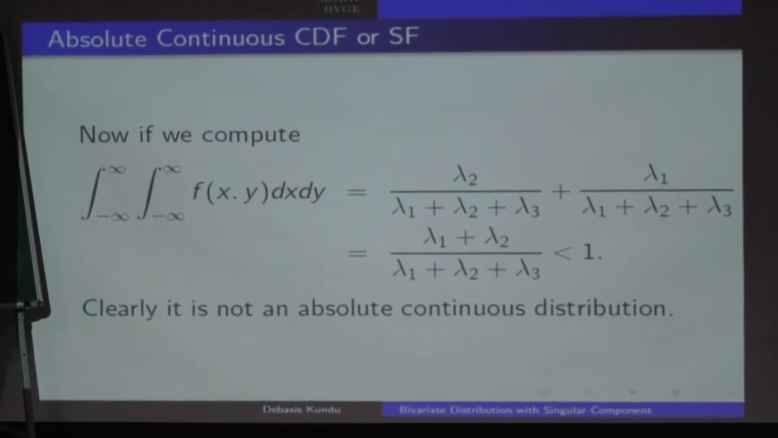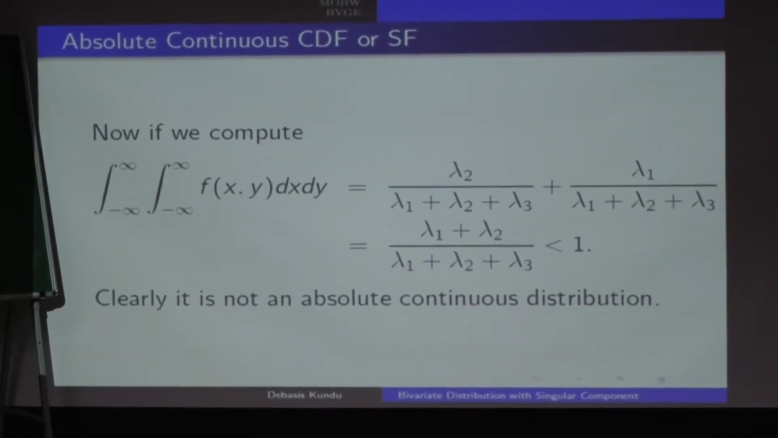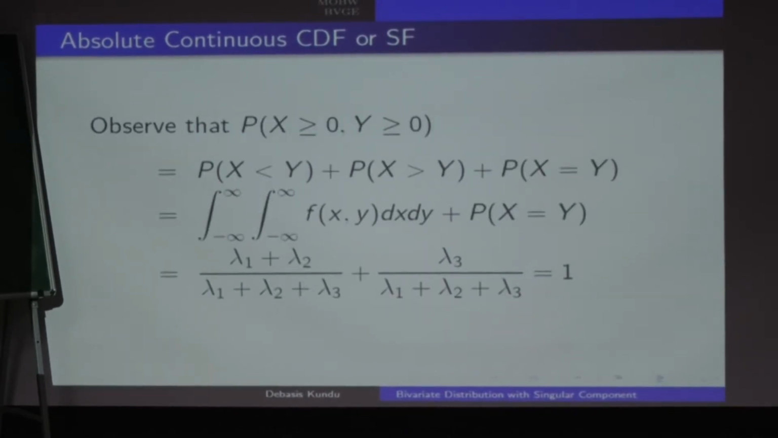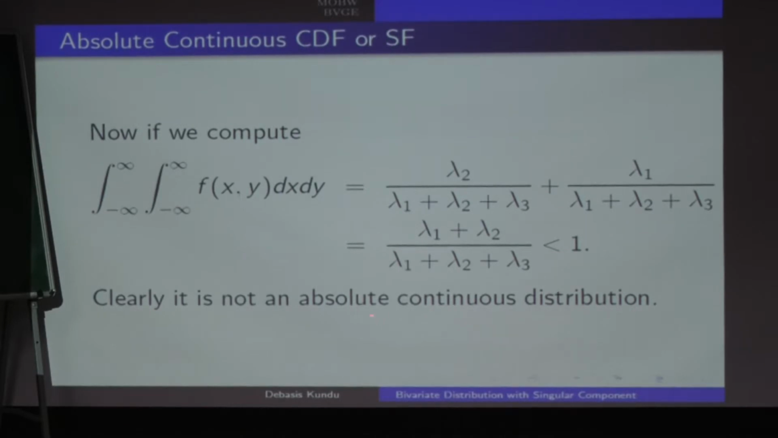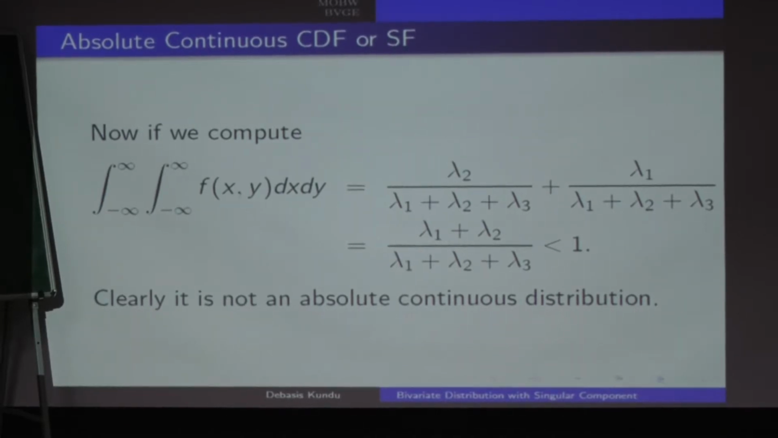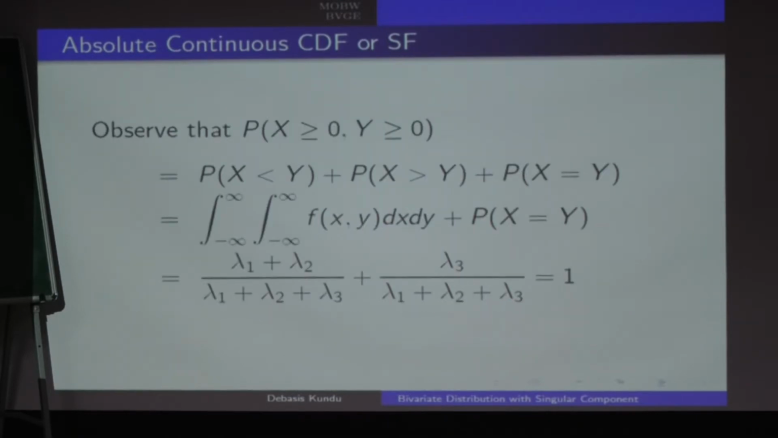The reason is very simple, because, as we have seen, I have mass on x equal to y, and that's what we'll see now. So clearly it is not an absolutely continuous distribution function or survival function. Clearly not. Now let's look at this particular case. What is the probability that x is greater than or equal to 0 and y is greater than or equal to 0? Let's look at that.